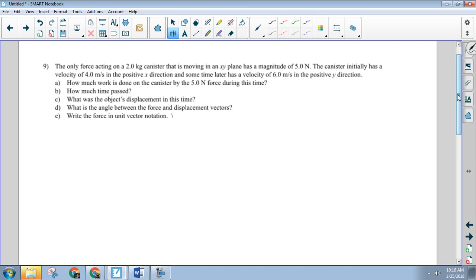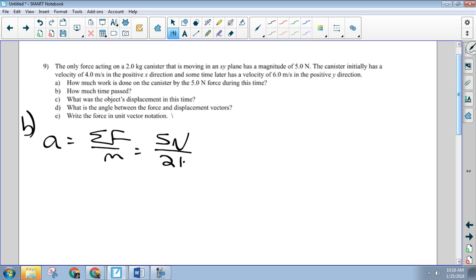Okay, so anyway, part B says how much time passed. Did anybody figure out a way to do this? Sure, what'd you do? I found the acceleration because you're given the force and the mass. Okay, so let's do that. So for part B, our acceleration is net force over mass. Let's see, our net force is 5 newtons. Our mass is 2 kilograms. So that means our acceleration is 2.5 meters a second squared in some direction.